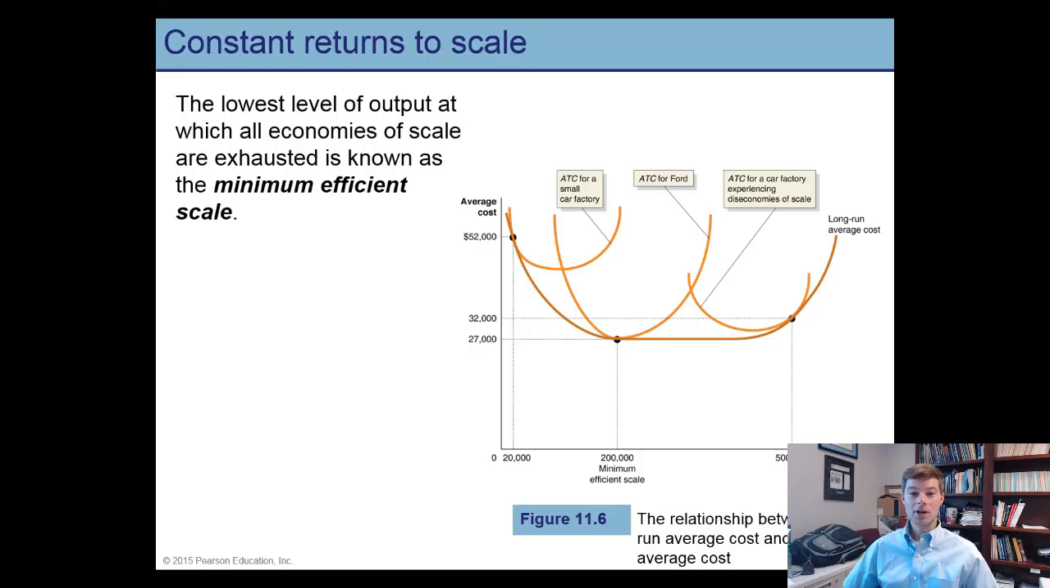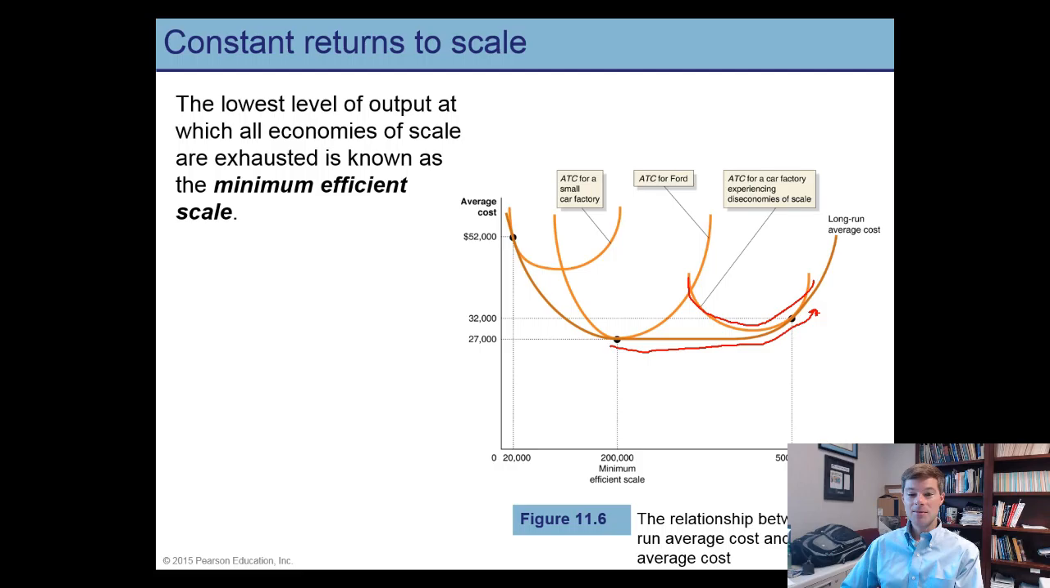Let's add a few more factory sizes to our production process. Let's suppose that there is another factory size that corresponds with an even larger factory size. Now you'll notice that here the average cost of production looks like it has begun to go up. When the long run average cost of production begins to go up, this is when we're going to be experiencing diseconomies of scale.